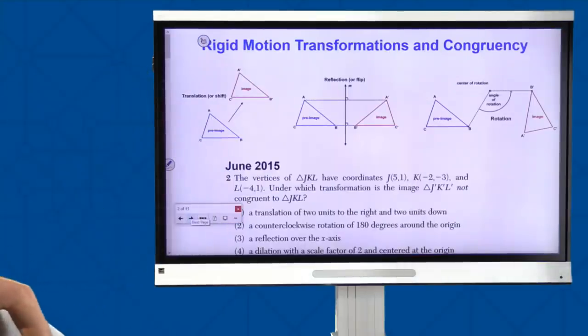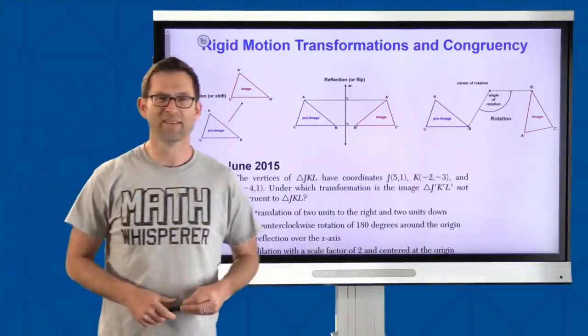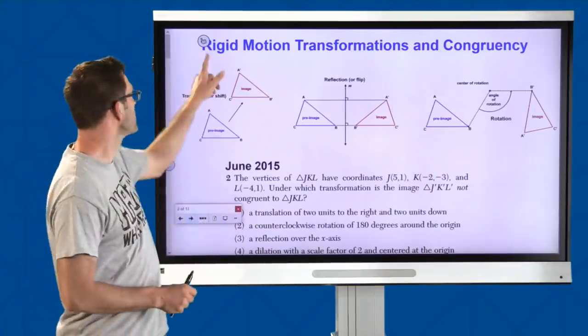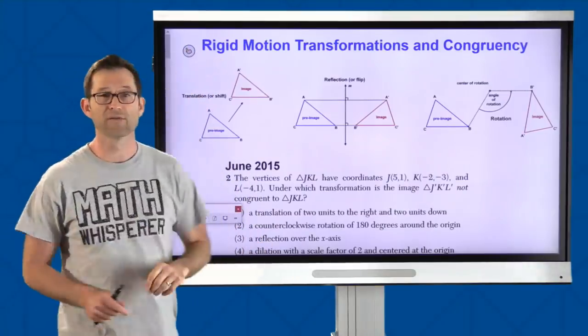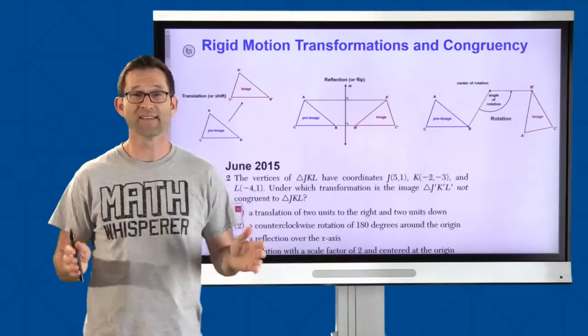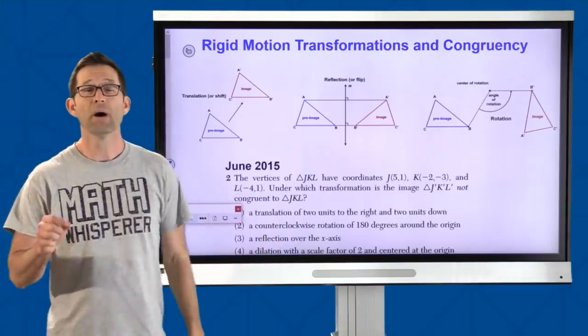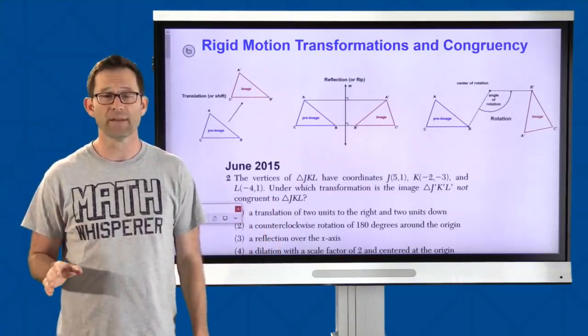Okay. Where's my pen? Here it is. Got it. So let's begin by talking about rigid motion transformations and congruency. That's a lot of fancy terminology. But let's begin by just talking about a very simple idea, right?